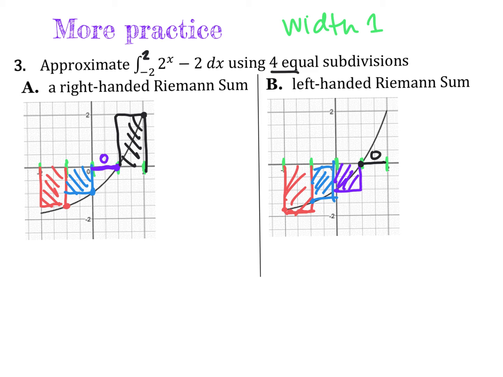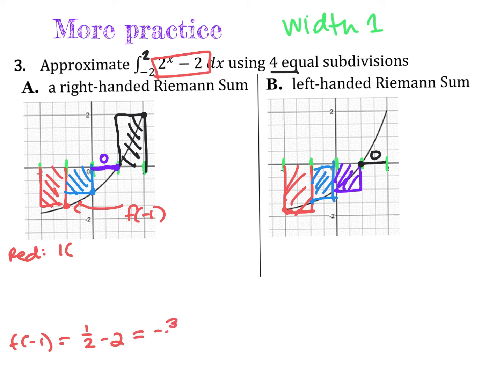So here, this height is going to be what we get when we plug in -1. So to find the area of the red rectangle, we're saying the width, which is 1, times the height, which is f of -1. If I plug -1 in here, and I'm going to just do this off to the bottom, f of -1, 2 to the power of -1 is 1/2 minus 2. This is going to be -1.5 or -3/2.